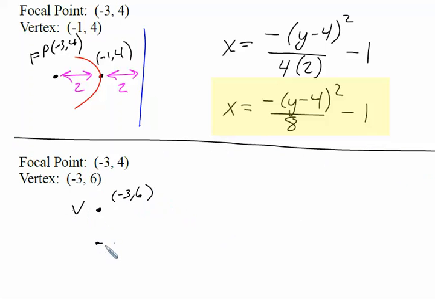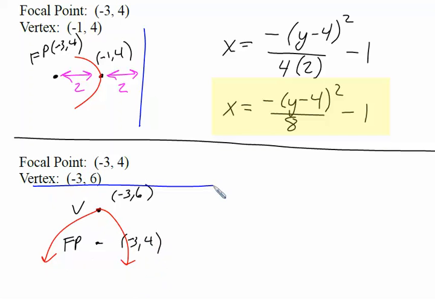So our vertex is up at negative 3, comma 6. Our focal point is down at negative 3, comma 4. This parabola would be drawn going downward. It's got a directrix that would be up a little bit higher, and the distance from the focal point to the vertex is 2. That's our c.